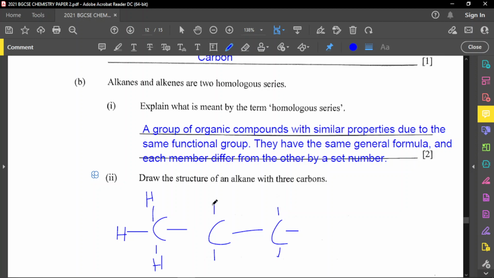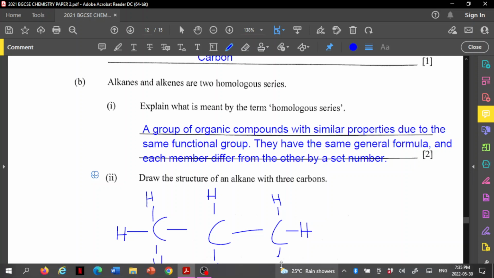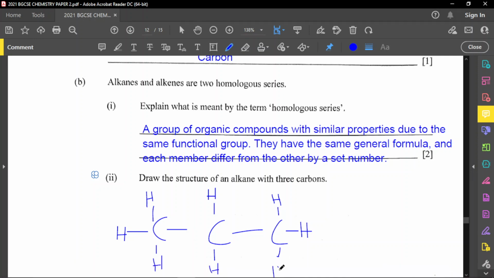Each carbon can only have 4 lines, right? No matter what you do, 4 lines around each carbon. And once you establish that, you just put in your H's at the appropriate places. All right, and so this, you know that this is called propane, right? So this is propane. Okay, so we're good at that. One more and we finish.